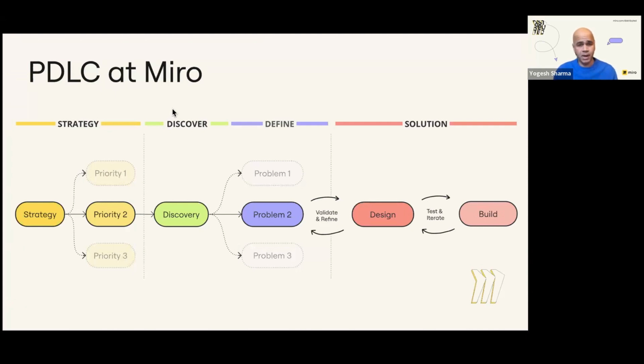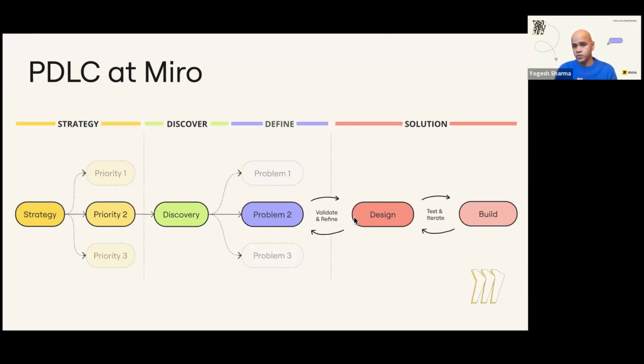We may prioritize and pick up 1 or 2 of them. Say we pick up problem number 2. The next step is to think about how we are going to solve that problem. This is where the whole designing, mocking up, prototyping, and validating with users goes on and on. It's an iterative process that happens multiple times over, and we keep refining the problem and the solution together at this point.